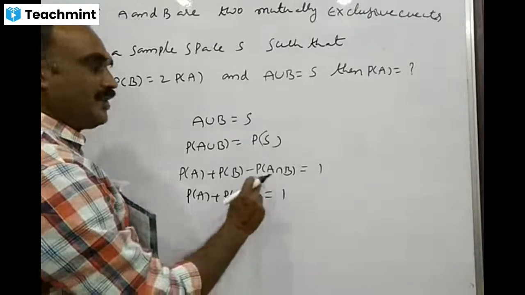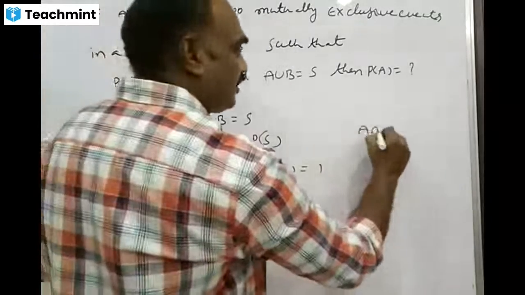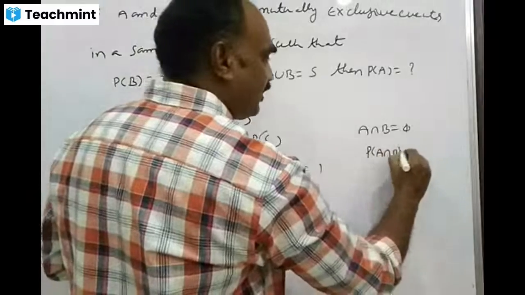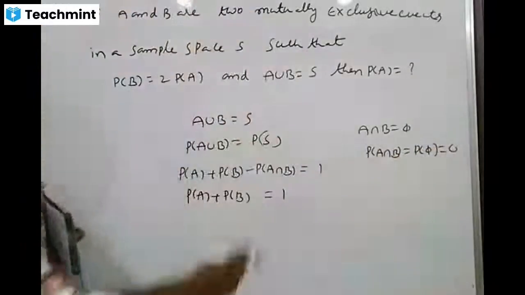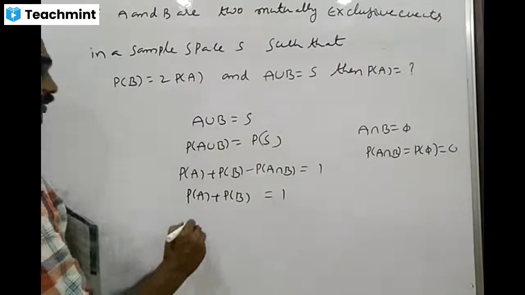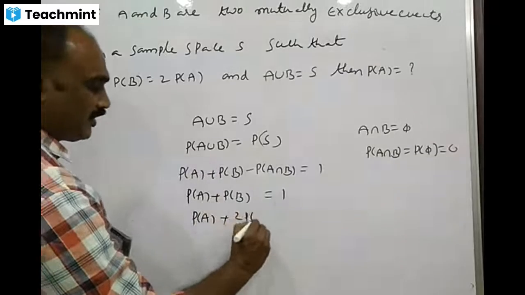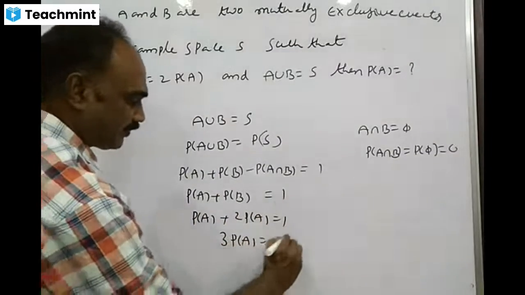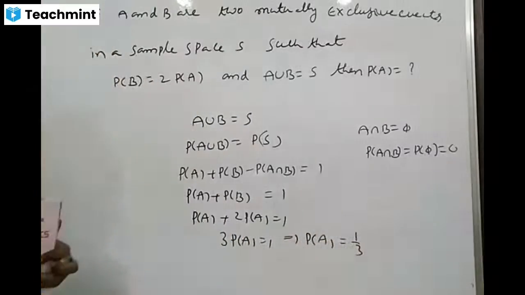Here A and B are mutually exclusive events, so A intersection B is equal to empty set. Probability of A intersection B is equal to probability of empty set, impossible, and probability is 0. So this value is 0. P of A plus P of B is equal to 1. So P of A plus 2 into P of A is equal to 1. So 3 into P of A is equal to 1. This implies P of A is equal to 1 by 3. Answer: 1 by 3.